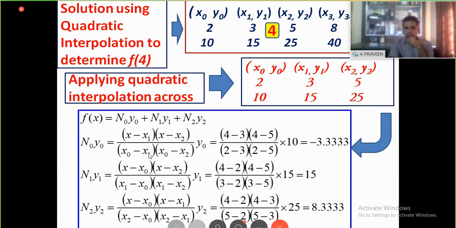What is the value of x0? 2. This is minus 3. That is x0 minus x1. This is x0 minus x2. So we have 2 minus 3 and 2 minus 5.